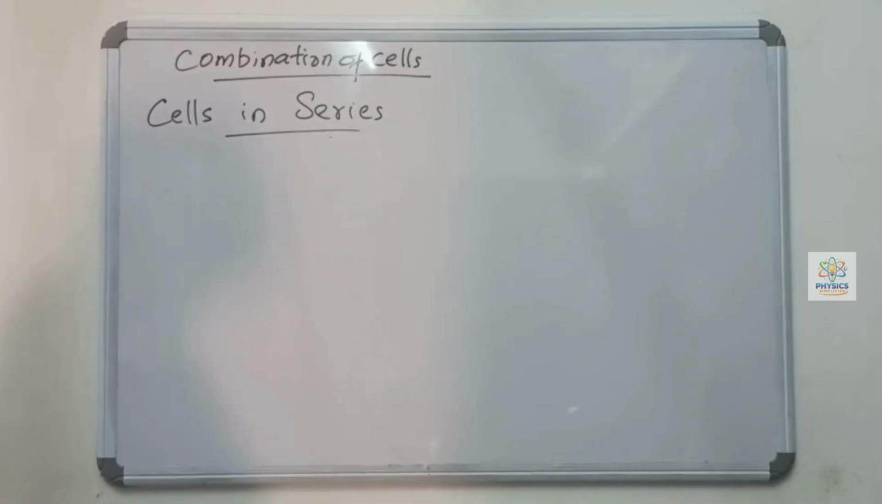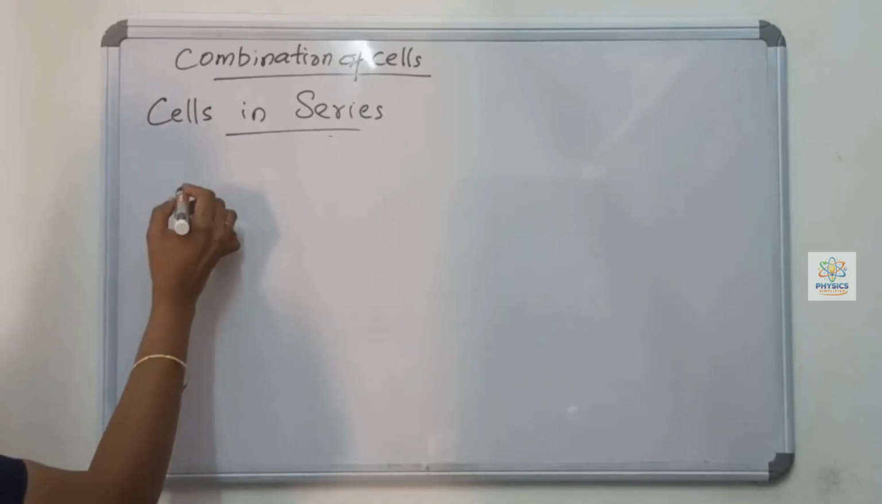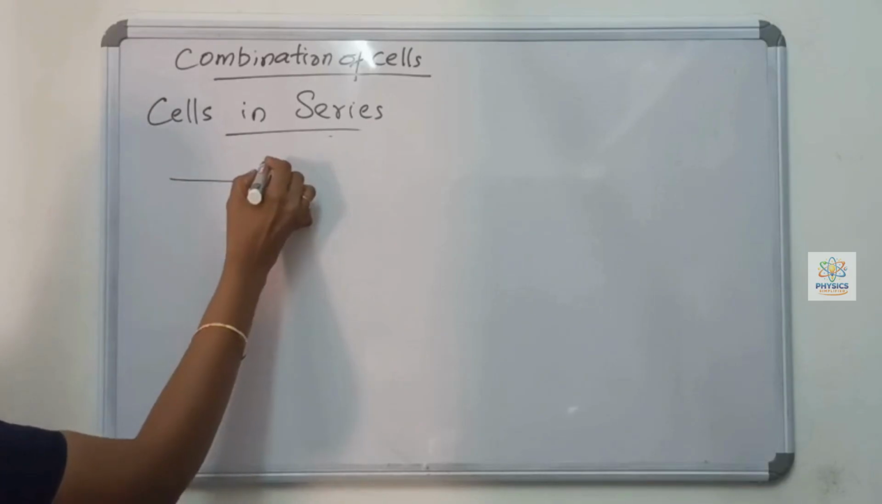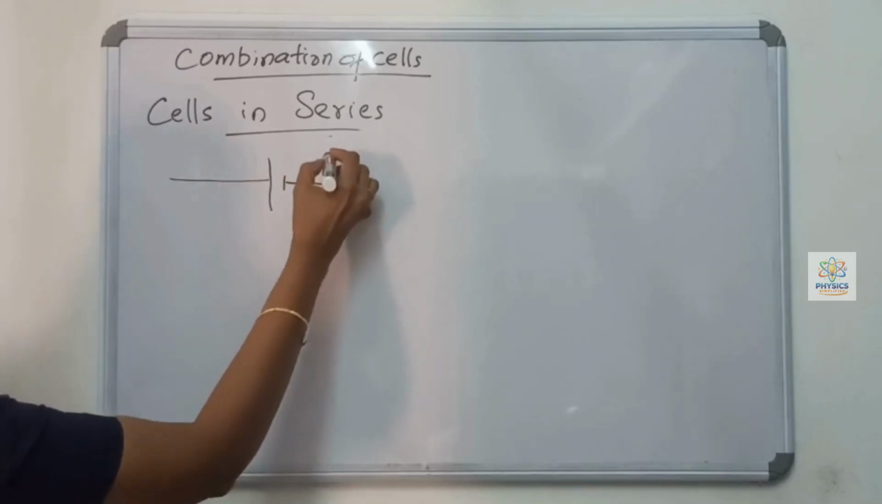Next topic is combination of cells. First one, cells in series combination. Here you have to consider two cells. The two cells are connected in series.